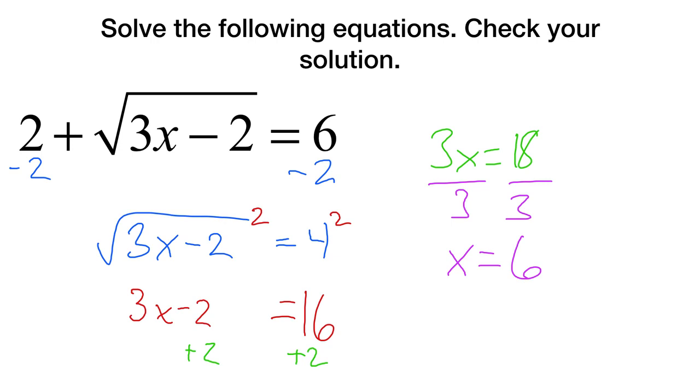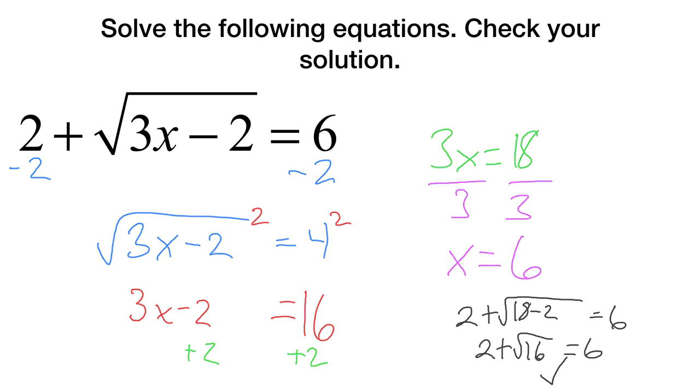That's because most of the time these solutions are going to work, but every so often there's a few that seem good but just don't quite work how they should. So I'm going to try this one: 2 plus the square root of, let's see, 3 times 6 is 18, minus 2, that's going to equal 6. So 2 plus the square root of 16 is 6. That's 2 plus 4, so yes, that one works.